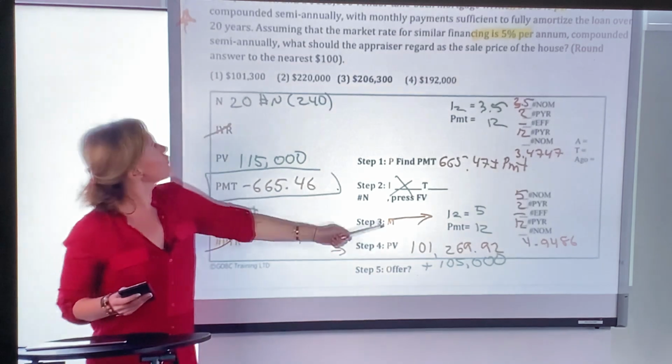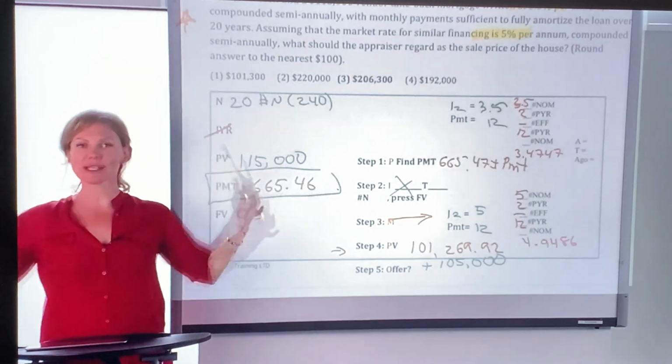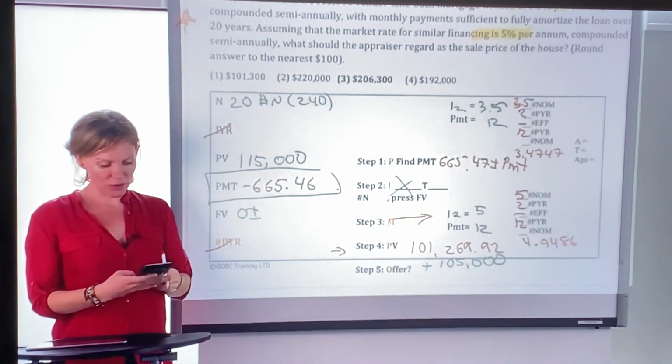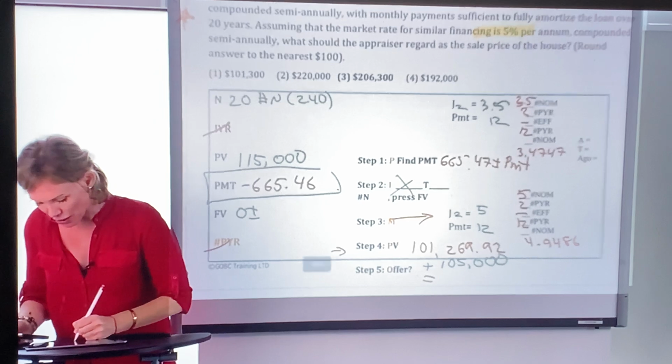Is that what we're looking for? We're not looking for the mortgage. We're looking for the offer, because they're referring to the appraiser and he wants to know the sale price of the property. So what do you do? You add those two numbers together. So plus cash is 105,000. Press equals, and you should get 206,269.92.